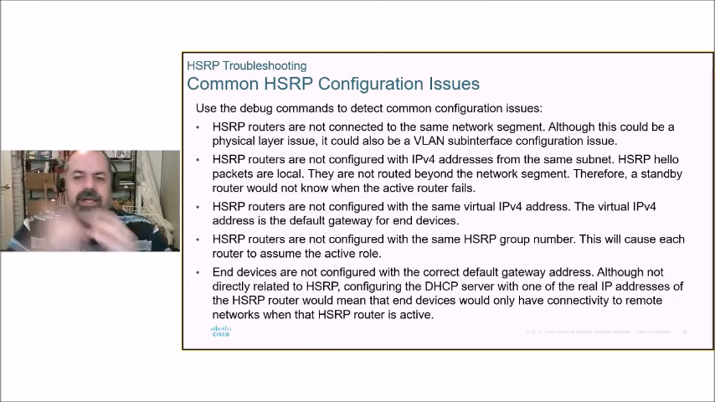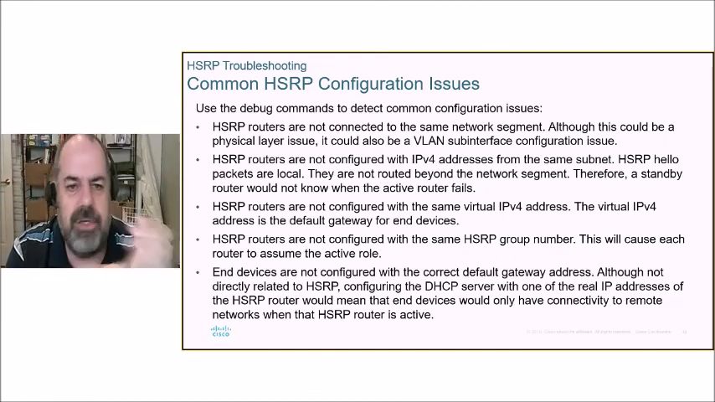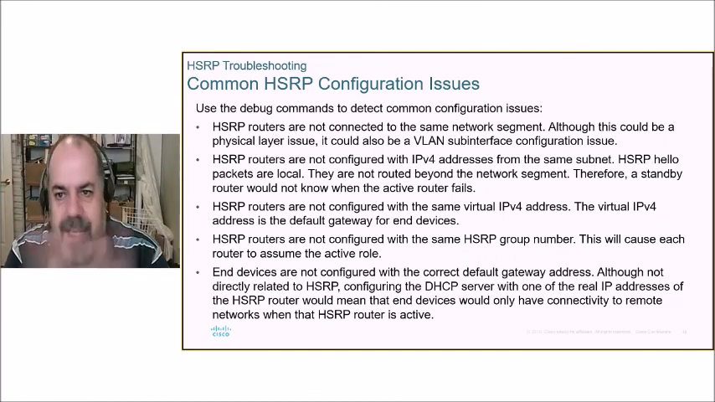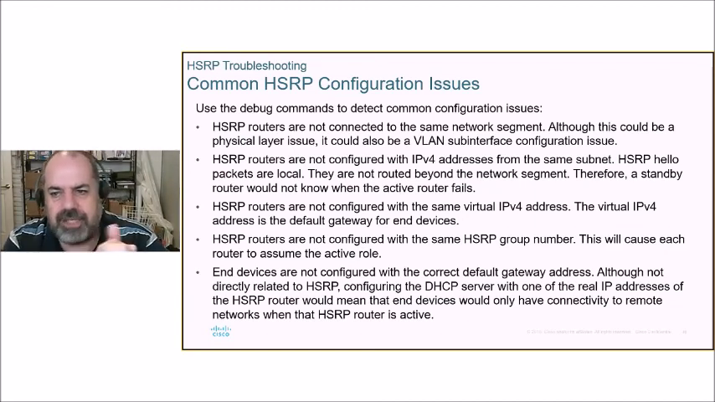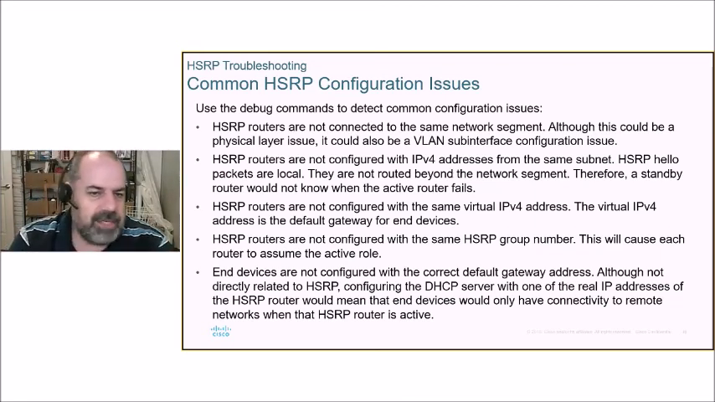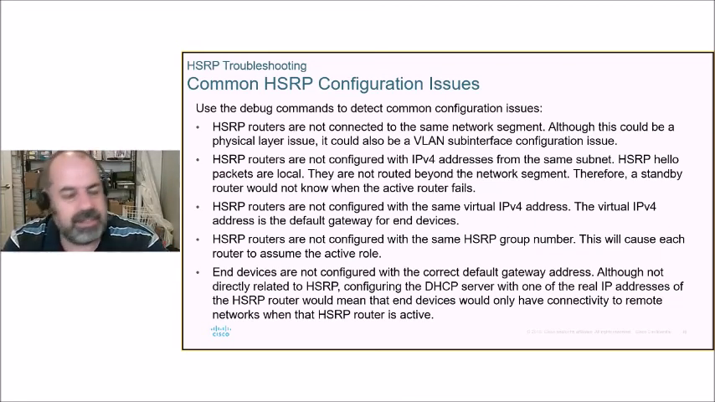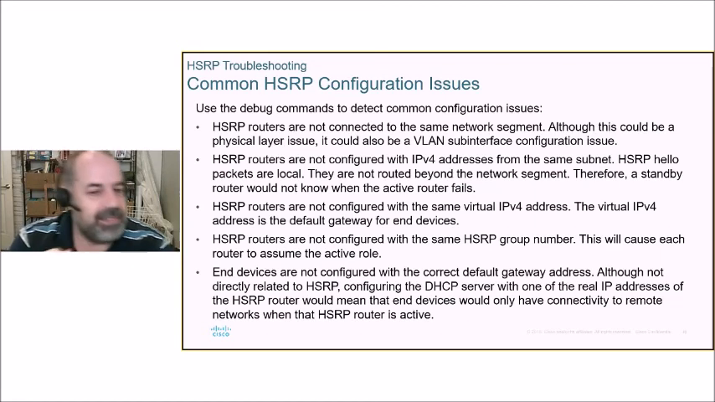So configuration issues. HSRP routers are not connected to the same network segment. That's bad, although this could be a physical layer issue. It could also be the VLAN subnet sub-interface configuration. So that's one problem. HSRP routers are not configured with IPv4 addresses from the same subnet. That's bad. If they're on the same physical network, they need to have the same network address.